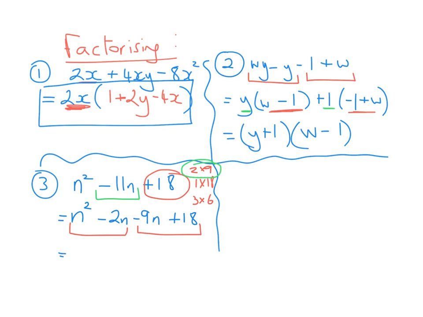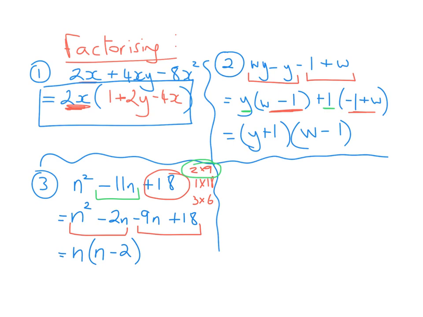So what's in common between n squared and minus 2n? Hopefully we can see it's n. So then that's going to give me n minus 2. And what's in common between minus 9n and plus 18? Hopefully we can see that it is our 9, or our minus 9.